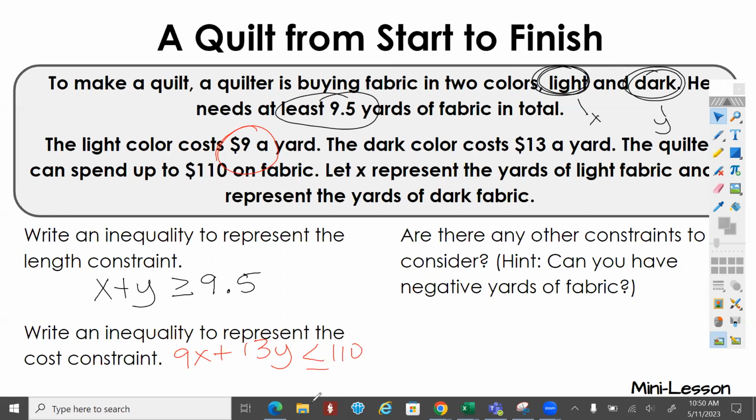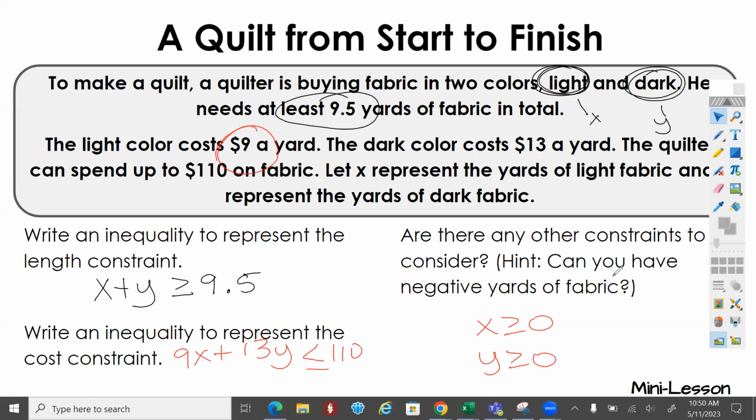Are there any other constraints that we need to think of? Can you have negative yards of fabric? No. So we're going to have X is greater than 0 and Y is greater than 0. Yes, Elizabeth. I could have 9.5 yards or more. Oh, okay. Yeah, at least would be the bare minimum. At most is the other way.